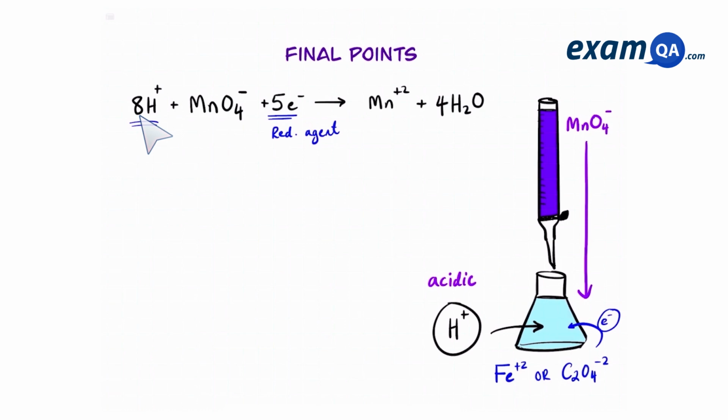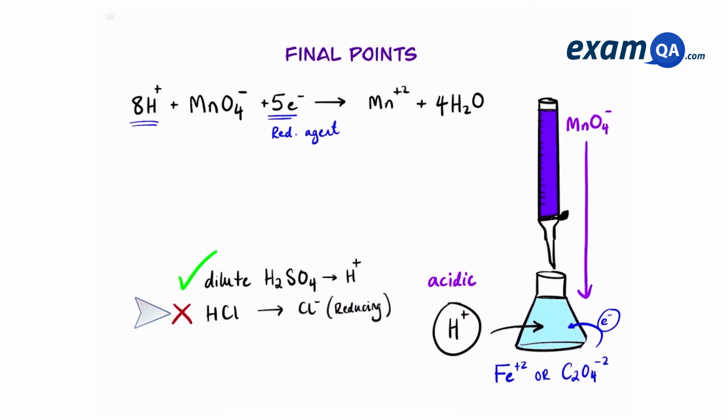But what about the hydrogen ions? Most commonly, dilute sulfuric acid is added to the conical flask to provide the hydrogen ions required for the reaction. Hydrochloric acid is not used, and the reason behind that is because it releases chloride ions, which themselves can act as a reducing agent.